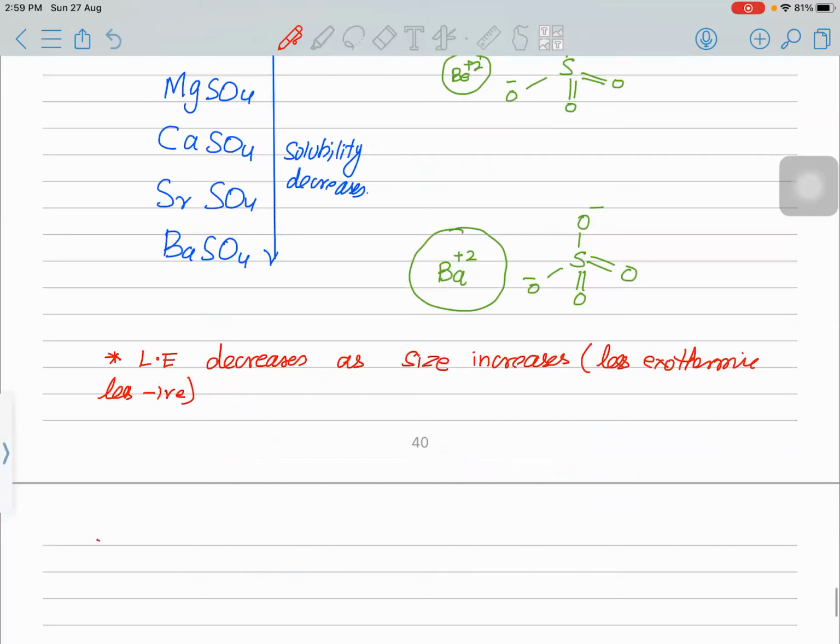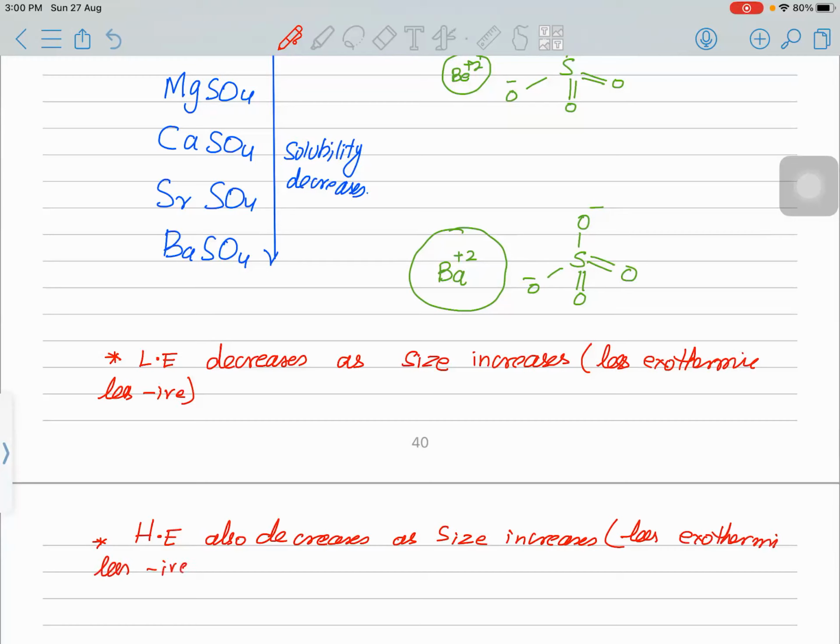Point number 2, hydration energy. As the size increases, you know that hydration energy also decreases, like the lattice energy. Because as the size increases, hydration energy decreases. So less exothermic, less negative.